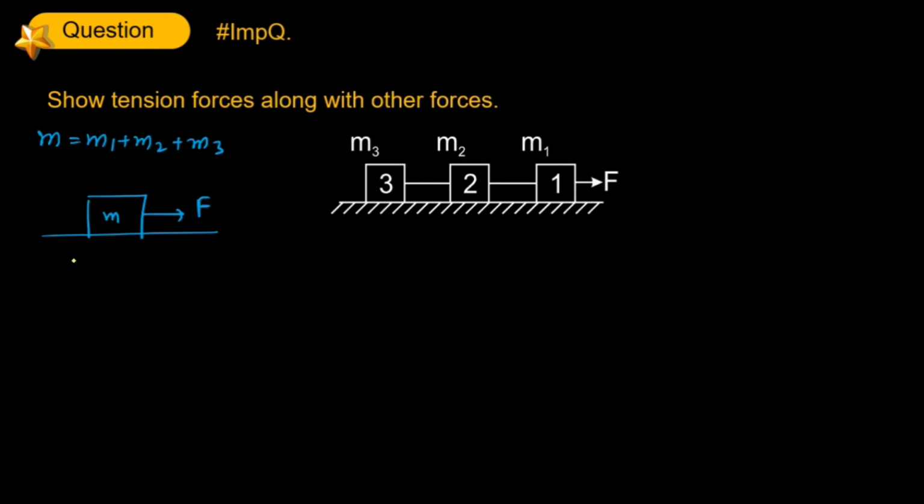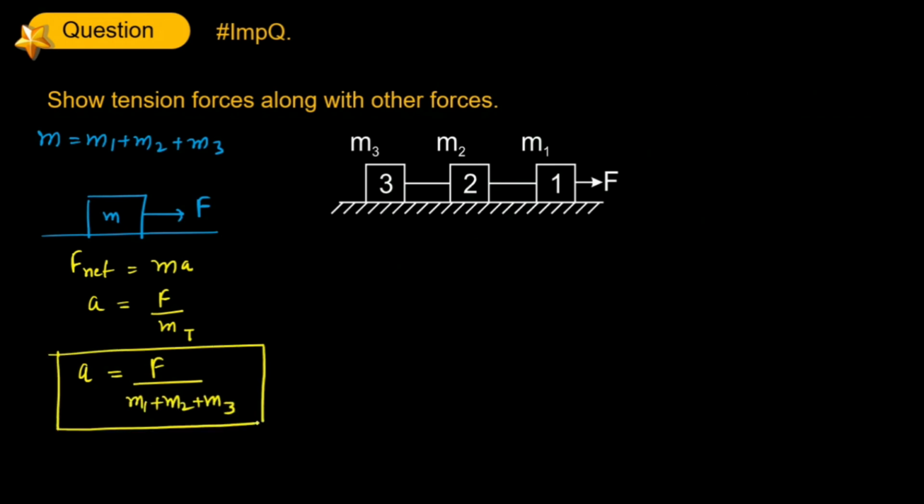So here we know F net is nothing but mass times acceleration. So acceleration is going to be F by mass. And this mass is going to be M total. So it is going to be M1 plus M2 plus M3. What we have to do here is we have to find tension. How can we find tension?